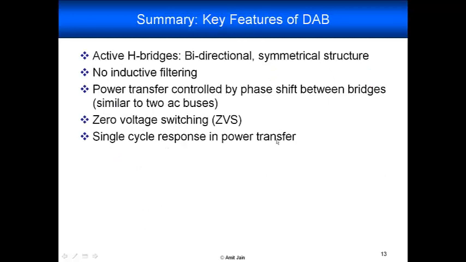Just to summarize now, the key features of the dual active bridge are as follows. It comprises of 2 H bridges. It has a very symmetrical structure, and we are able to get bidirectional power flow. There is no inductive filtering in the converter. The power transfer between the 2 DC buses is controlled by phase shift. This is similar to the 2 AC bus case.